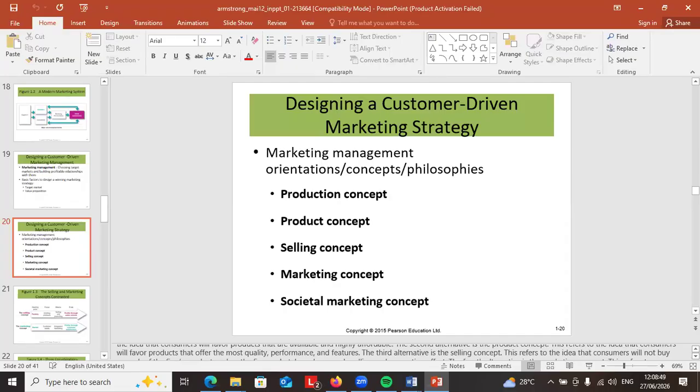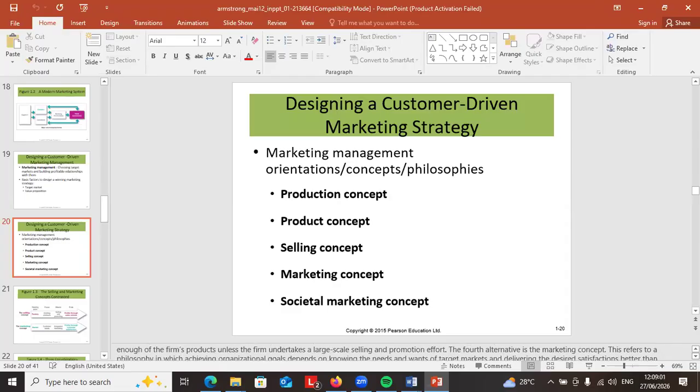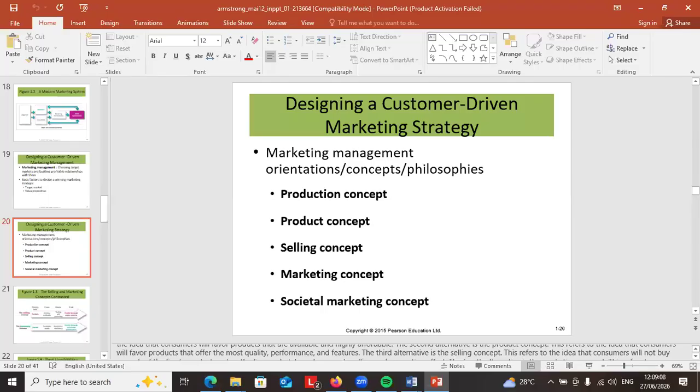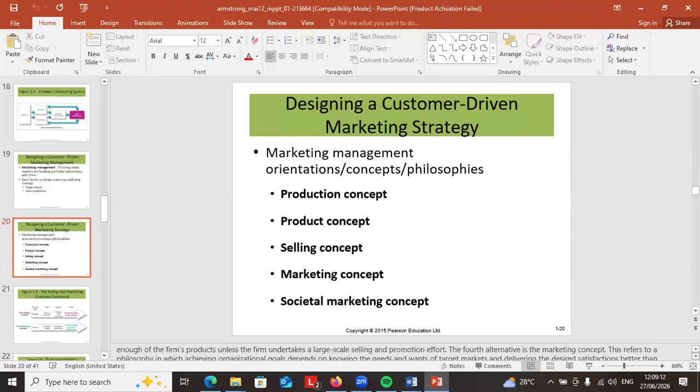And then the third school of thought is the selling concept, actually. And this refers to the idea that consumers will not ordinarily buy enough of a firm's product unless the firm undertakes a large-scale selling and promotion effort.